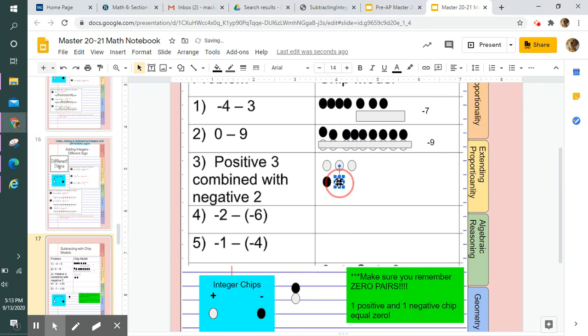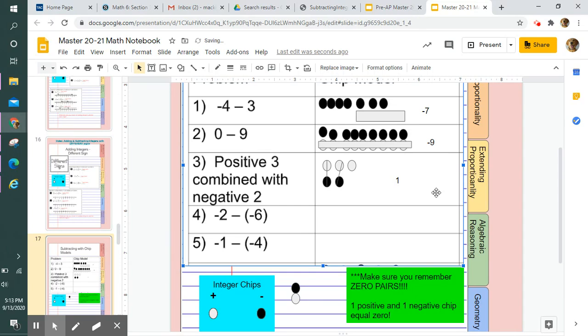All right, there we go. And we're going to get rid of our 0 pairs. So remember last week we drew a line and crossed them out. So we're going to draw a line between these two, and we're going to draw a second line between these two. And all that we have left is 1 chip, and that 1 chip is positive. So that means my answer is +1. All right, we got 2 more here.